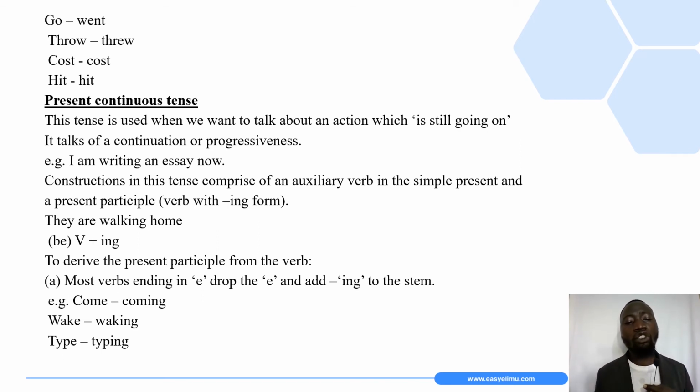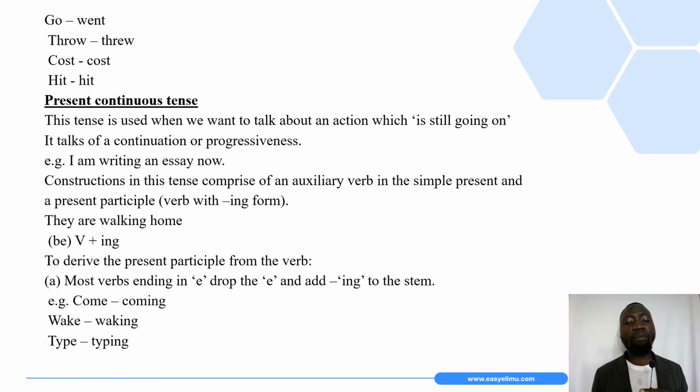So constructions in this tense comprise an auxiliary verb in the simple present and a present participle, that is a verb with the -ing form. So for example, we have, they are walking home. So are is the auxiliary verb that is in the form of to be. Then we have the present participle, that is the -ing form of a verb, walking. So that is how the present continuous tense is constructed.